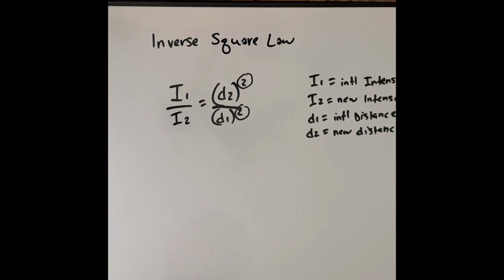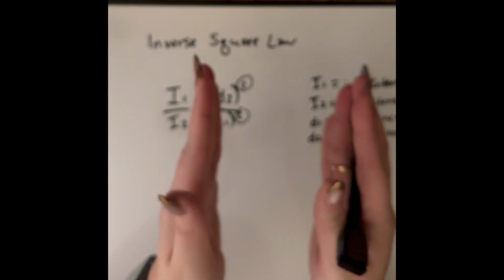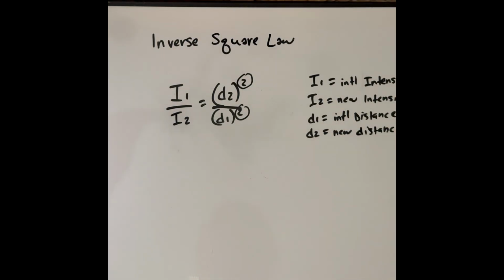My game of does it make sense means that if my new distance is longer than my initial distance, then I should expect that new intensity to be a smaller number than what we started with. If my new distance is smaller than what we started with, then I should expect my intensity or the amount of X-rays I end up with to be bigger. So we're going to do a couple problems. We did a couple of these in class already. We're going to keep with that same theme.